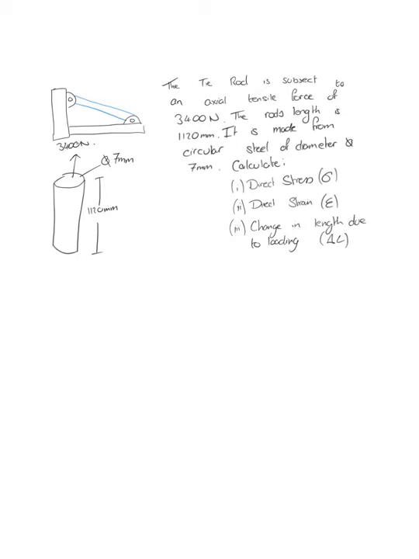Okay, so I want to take a look at a P3 sample question. In this sample question, I've got a tie rod subject to an axial tensile force of 3,400 newtons. Its length is 1,120 millimeters, and it's made from circular steel of diameter 7. The question asks me to calculate direct stress, direct strain, and the change in length due to loading.